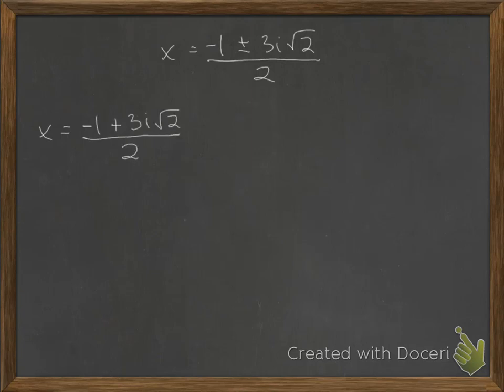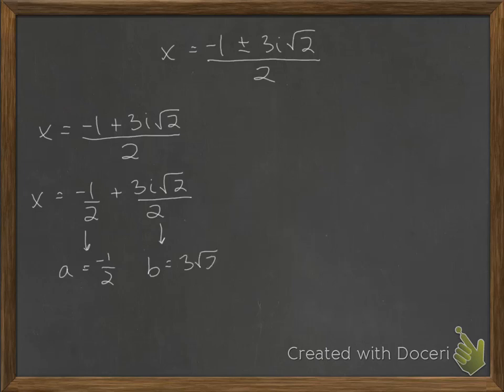Okay, and if you're asked to rewrite it in a plus bi form, you could rewrite it as negative 1/2. That's your a, that's your real part, right? Plus bi, so that's going to be 3i square roots of 2 over 2, right? So just in case anybody asks you, your a would be negative 1/2, and over here your b would be 3 square roots of 2 over 2. All right, so hopefully that is helpful.